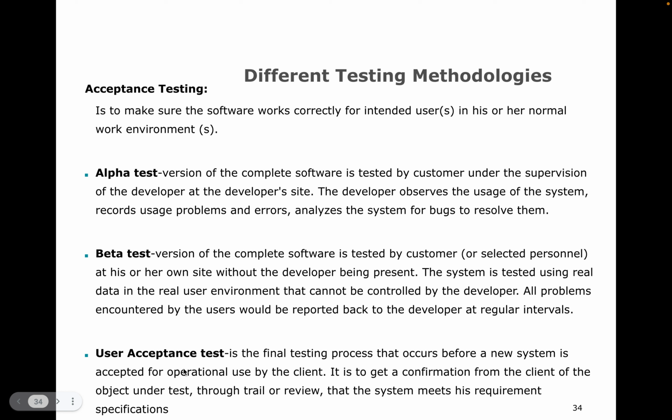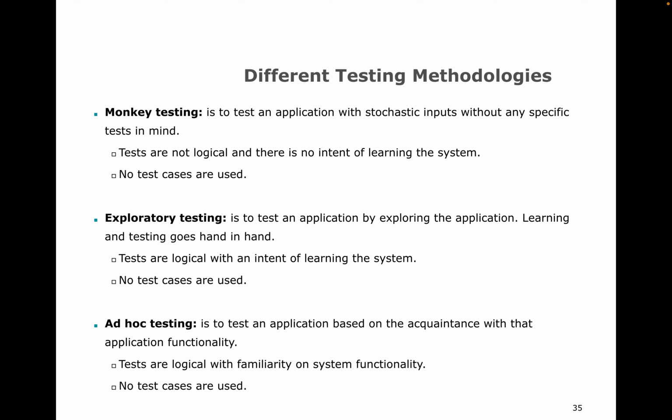Acceptance testing is the final testing process before the new system is accepted for operational use by the client. It is to get confirmation from the client of the object under test, through trial or review, that the system meets the requirement specifications. These are the different testing methodologies.